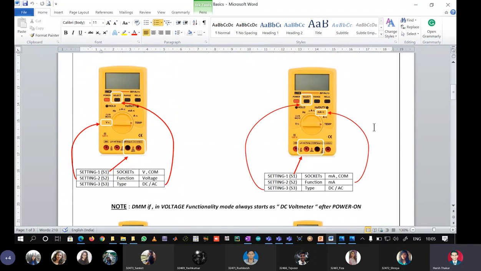Similarly, coming to current measurement, you have to change the sockets. Which sockets are you supposed to use? If you know that my current is in mA or µA, then you have to use the red socket second from the left. That is for milliammeter and microammeter measurements, and common remains common. If you think that the current is high, then you are supposed to use the leftmost red socket.